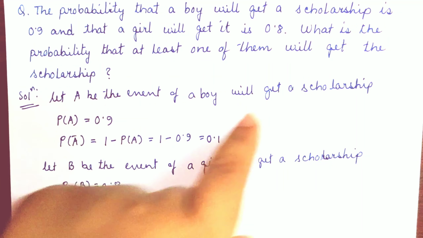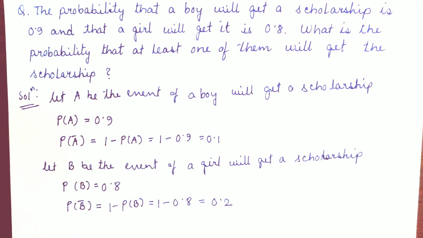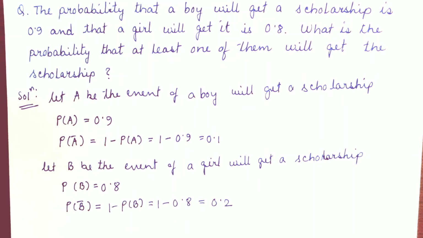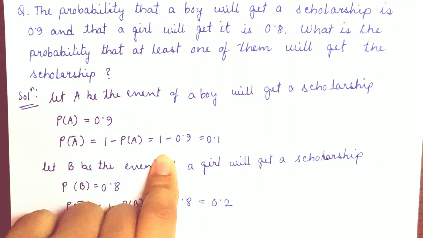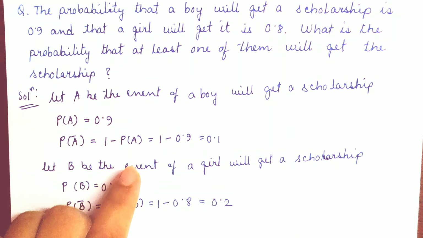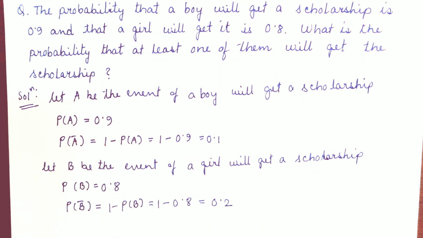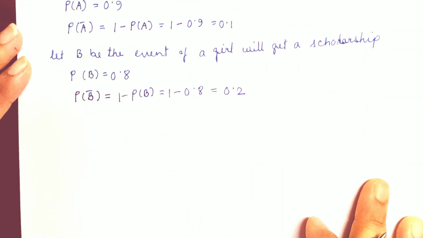You are to find out the probability that at least one of them will get the scholarship. So to solve this type of question, first of all we assume the non-occurrence, or the not getting probability. Then 1 minus not getting the scholarship equals he or she will get the scholarship. So let us solve it.